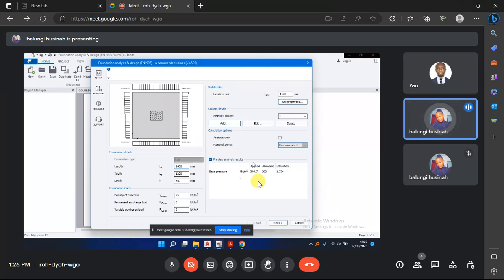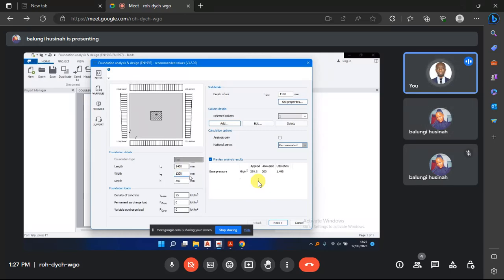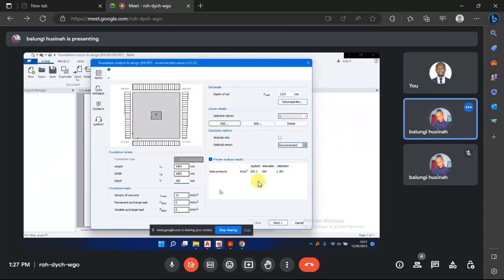Wait, I thought that our applied is this and then the allowed. Oh, so the applied has to be less than the allowed. Yeah, applied has to be less than the allowable. Otherwise, your structure may settle slowly. By the time you come back, the window is on the ground. So you may be forced to increase it further to say 1.5, until it passes.